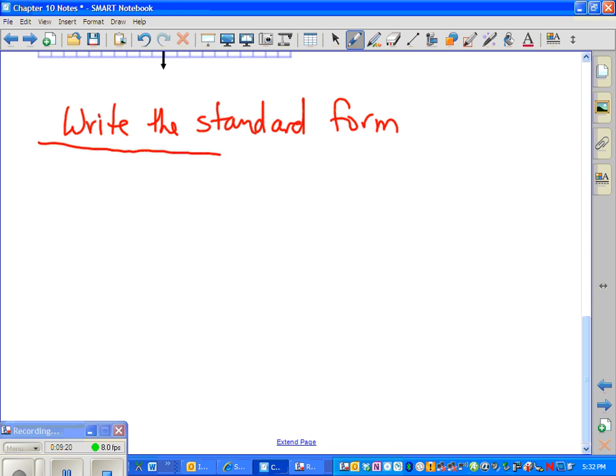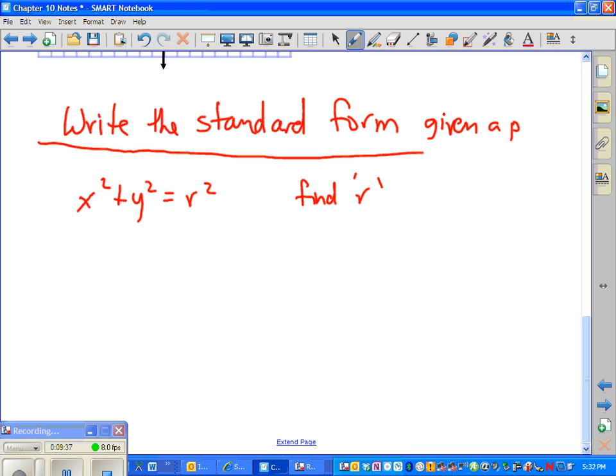Pay attention to this because this is something that I said we're going to work on in class. Remember, x squared plus y squared equals r squared is the standard form. So our goal is always we need to know what r is. But what if they say write the standard form given, instead of r, a point?